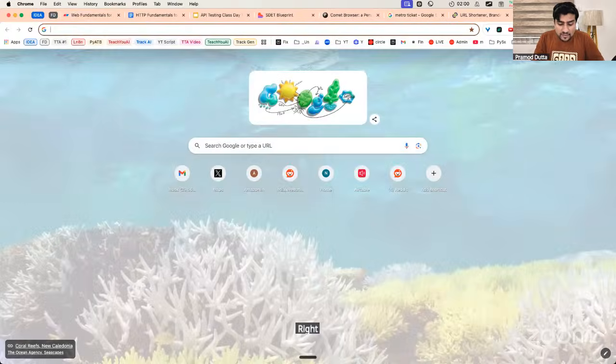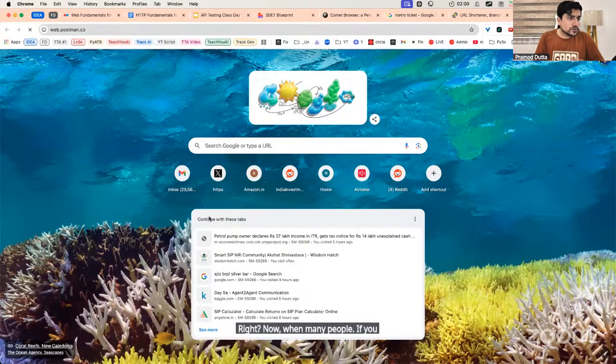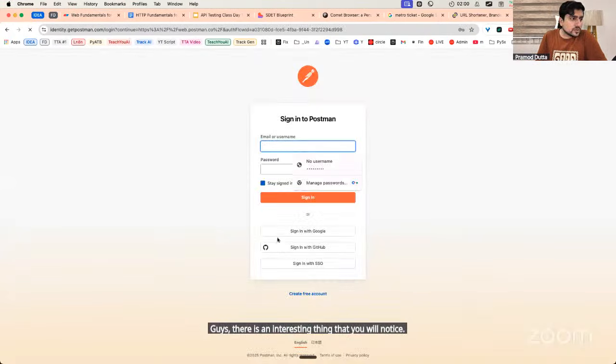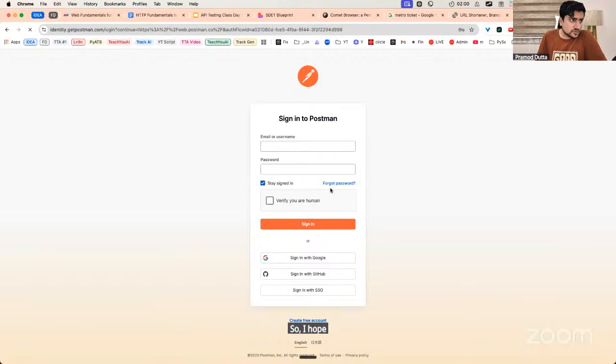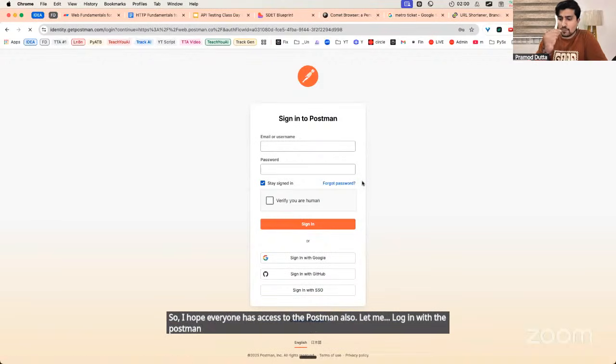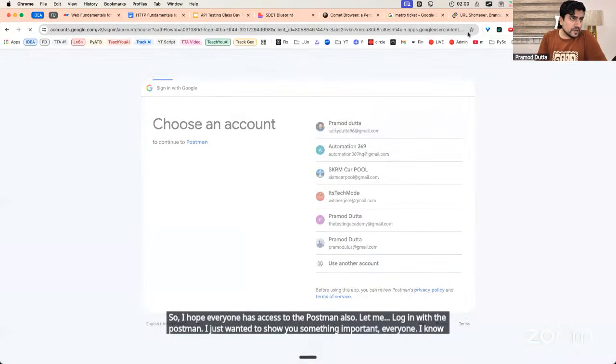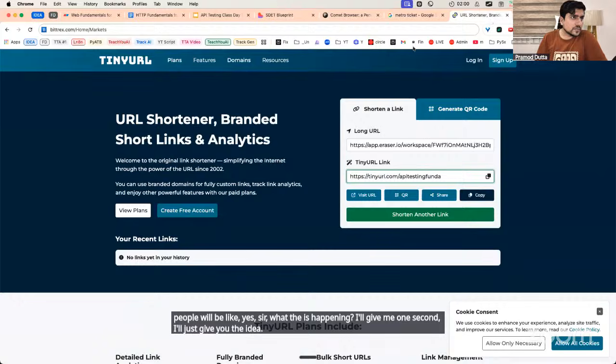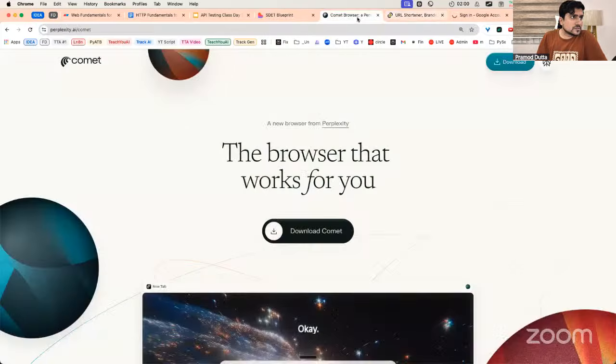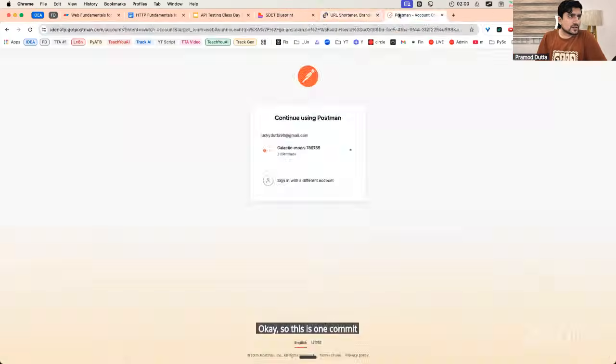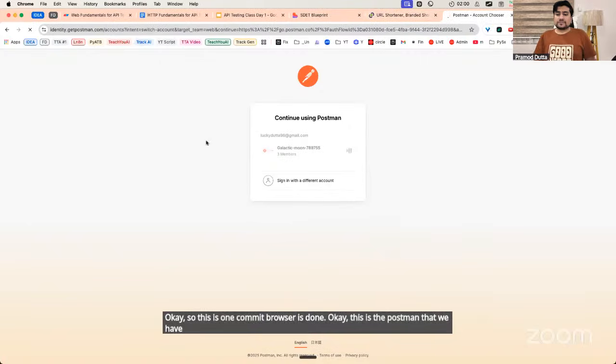Now, if you open Postman, guys, there is an interesting thing that you will notice. I hope everyone has access to Postman also. Let me log in with Postman. I just wanted to show you something important, everyone. I know many people will be like, sir, what is happening? Give me 1 second, I'll give you the idea. Okay, this is the Postman that we have, everyone.